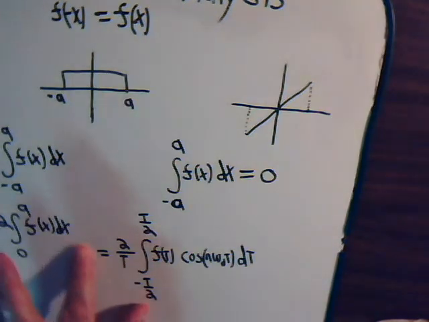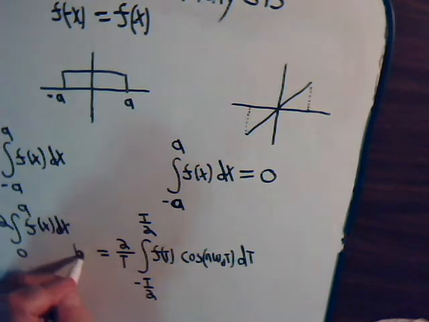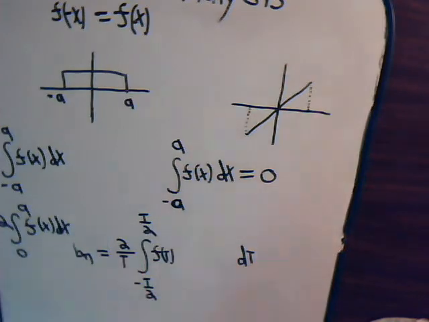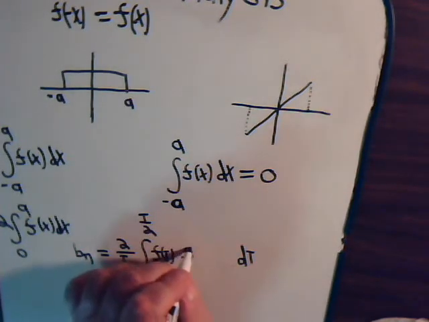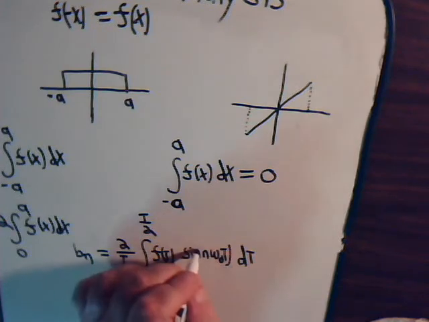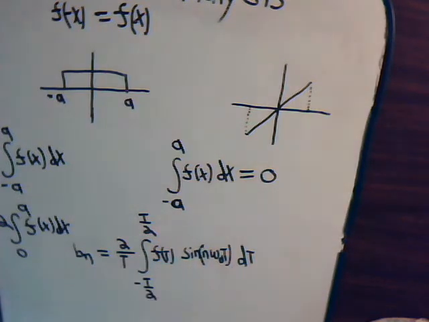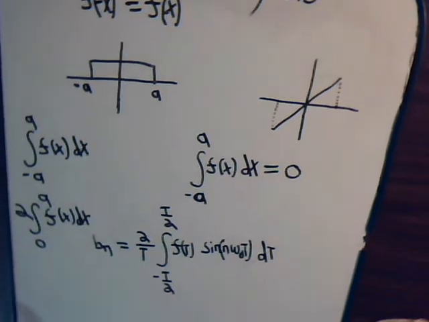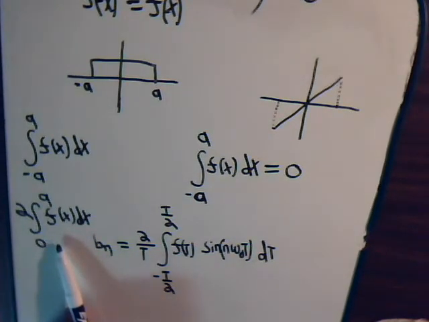Now, if we're looking at b sub n, here's an odd function times an odd function. That gives us an even function. And then for an integral like this, we can rewrite it like this. And we'll have an example of this in future videos.